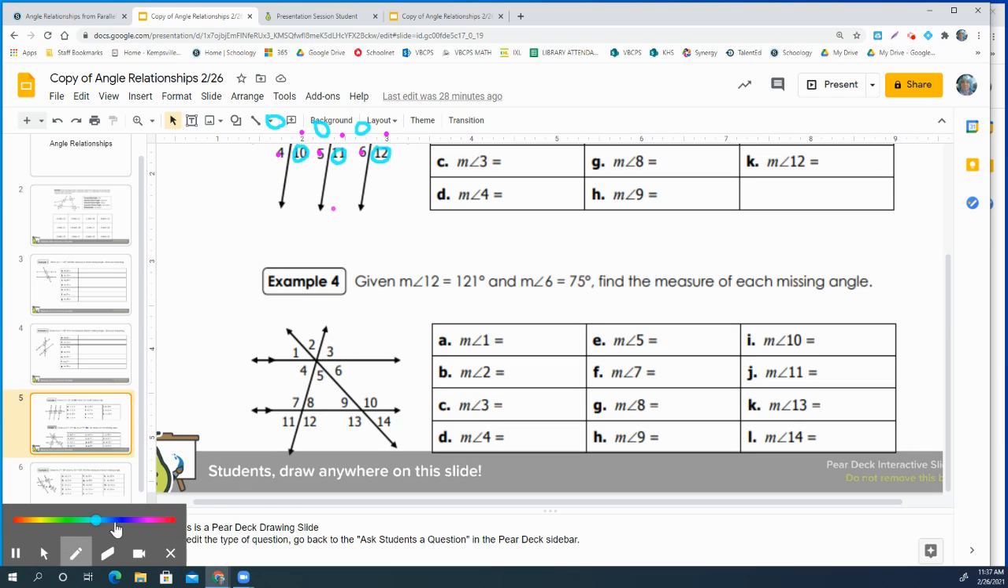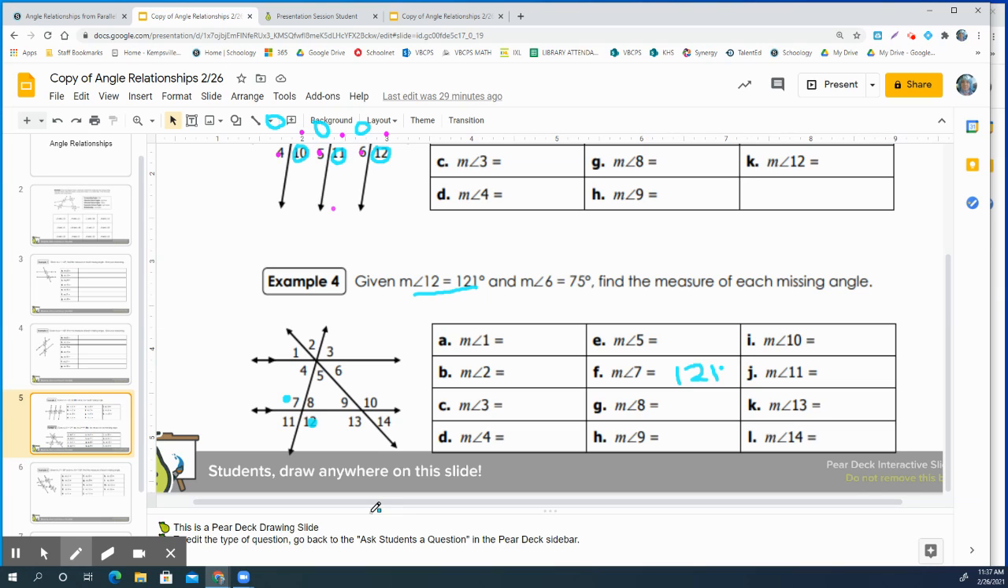So let's mark what we know. Angle 12 is 121. What other angle is 121? 7. Why is 7 121? Because it's vertical, absolutely. Vertical angles are always going to be congruent. So angle 7 is also 121.